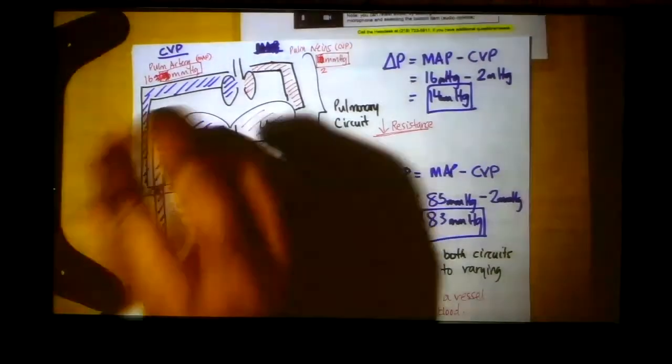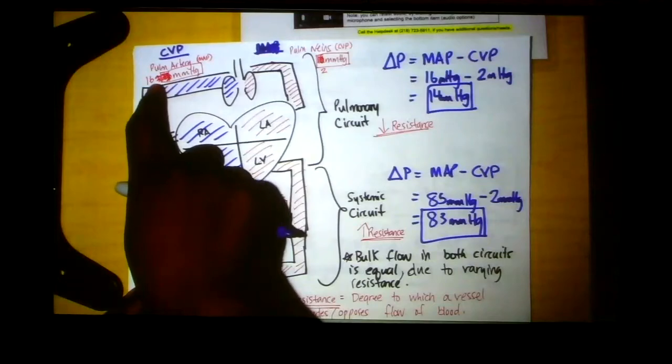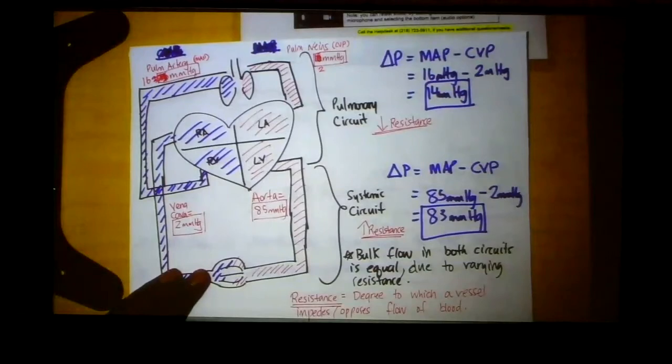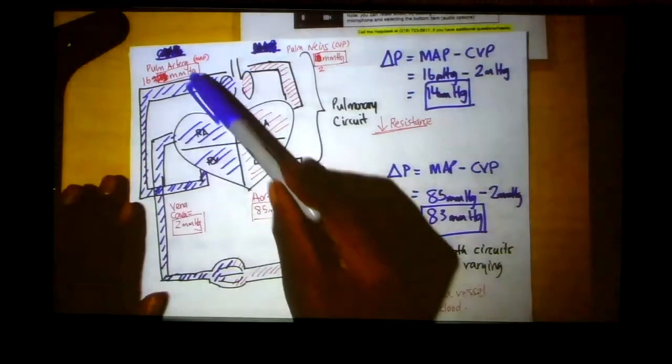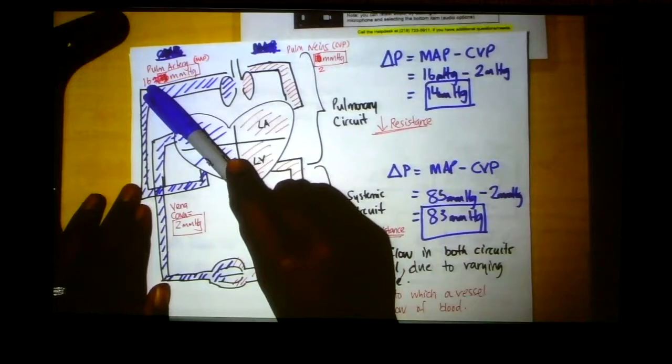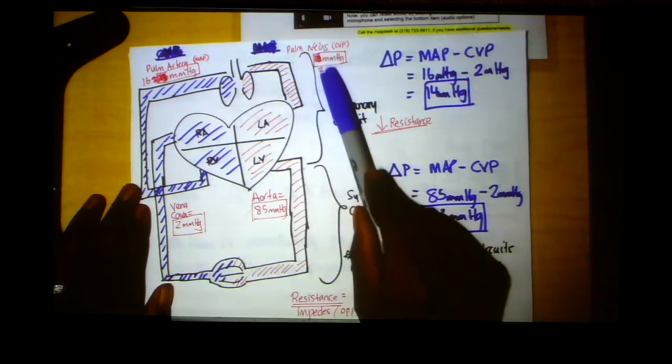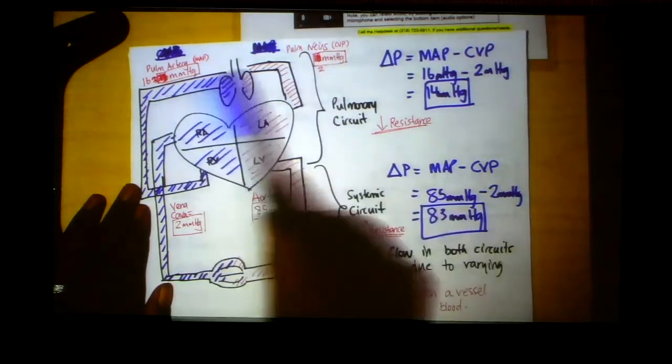Also, on this side, there should be 16, which is the higher pressure in the artery, and then this becomes the mean arterial pressure and not the central venous pressure. Okay, so just make sure you have that correctly. So the pulmonary artery has the higher pressure, right? It's leaving the heart, and that is a mean arterial pressure. The pulmonary vein has the lower pressure.